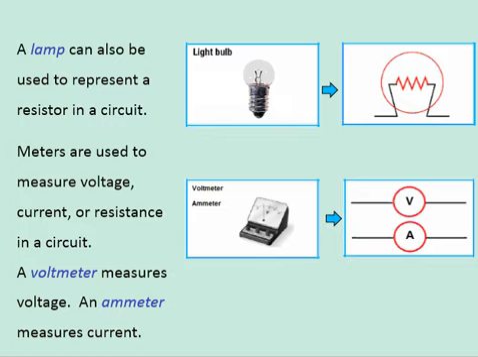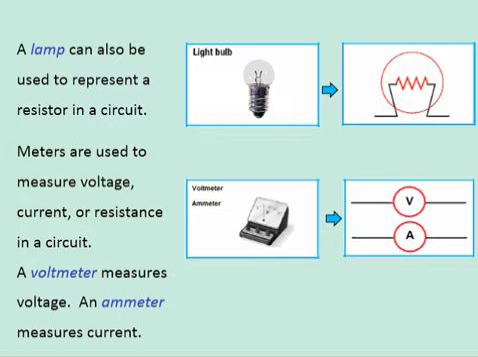The last thing that we might put into our circuit is a meter. A meter is used to measure those electrical quantities about the circuit, a voltage across something or a current through something. When we draw meters in, we add them into the circuit to let us know that they exist.